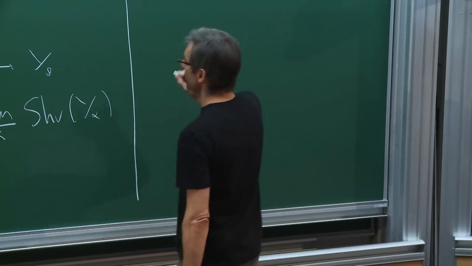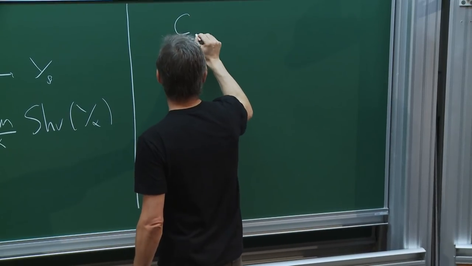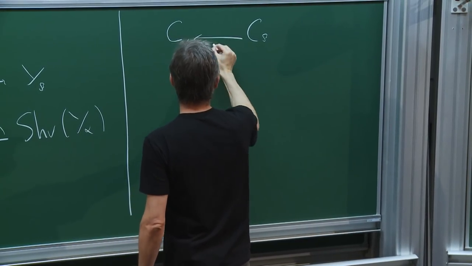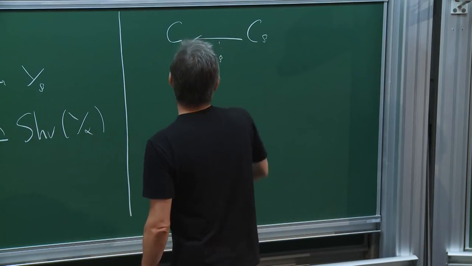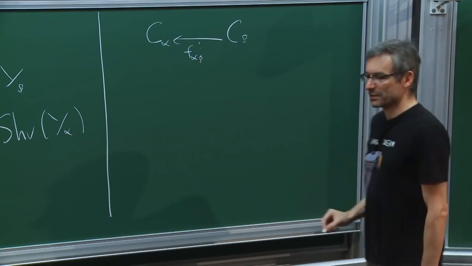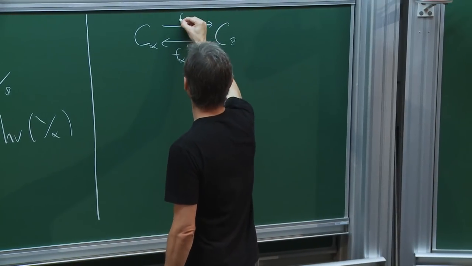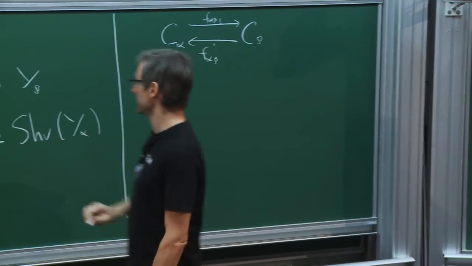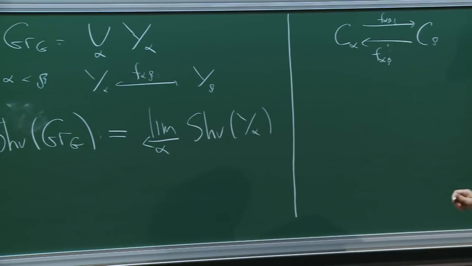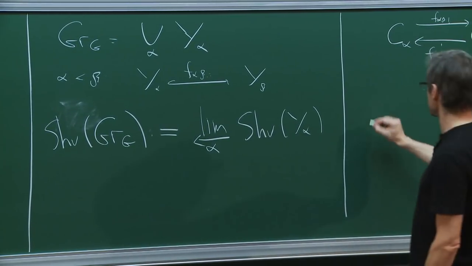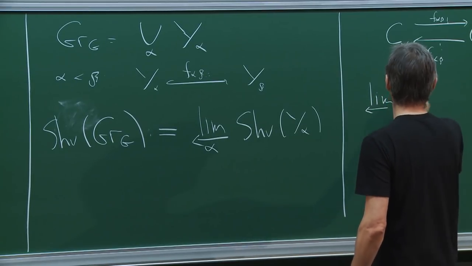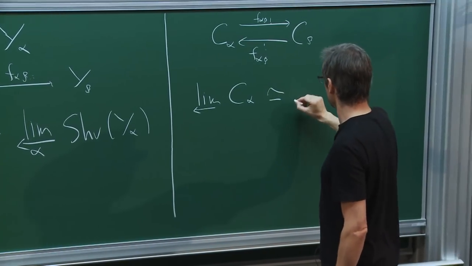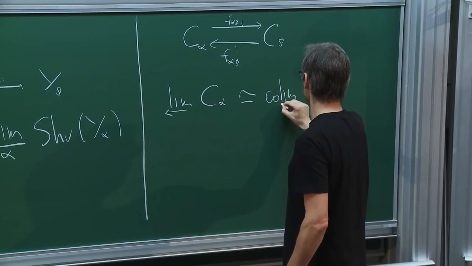So let me say it like this. Suppose you have a family of categories indexed by some set, C alpha, C beta, and there are functors. Let me symbolically denote these functors by L, and suppose it so happens that these functors actually admit left adjoints, which I'll denote as well. This is exactly what is happening in this case because these are closed embeddings. In this case, there is a general lemma, which I learned from Lurie, and it says that the limit of the inverse family under these functors is canonically equivalent to the colimit of the direct family.